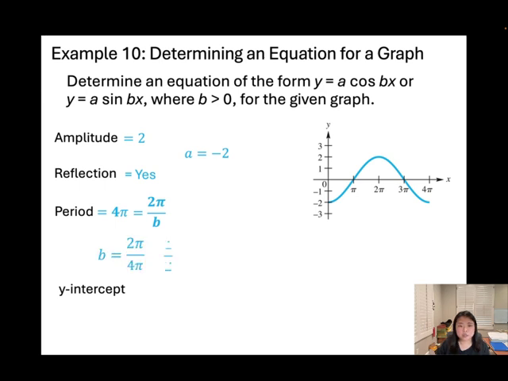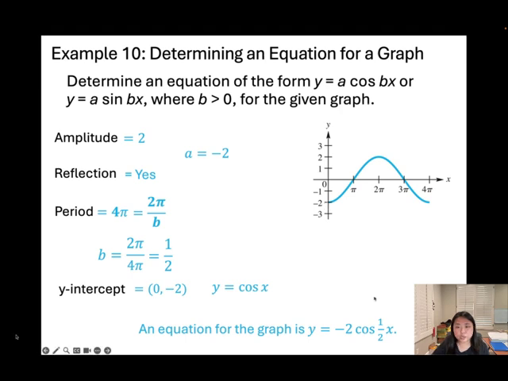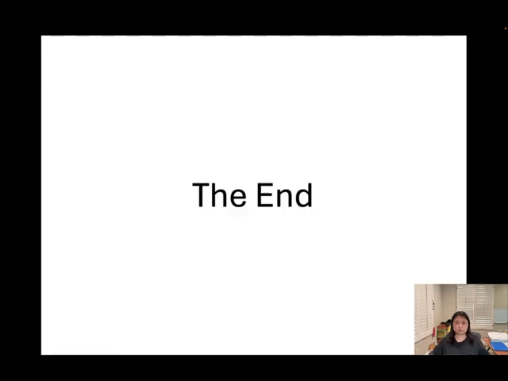You should get 1/2. Okay, we already know this is going to be the cosine curve. We have the A, we have the B already. And also the y-intercept, that will be at 0 and negative 2. So the equation will be negative 2 cosine 1/2 x. That's it.